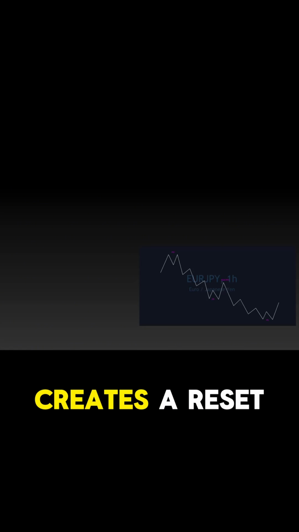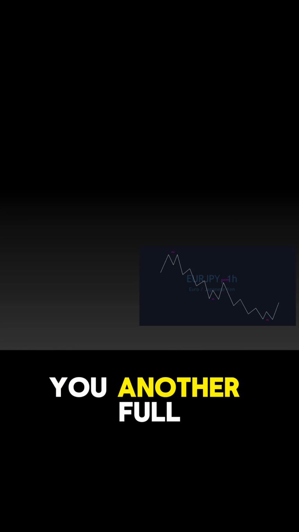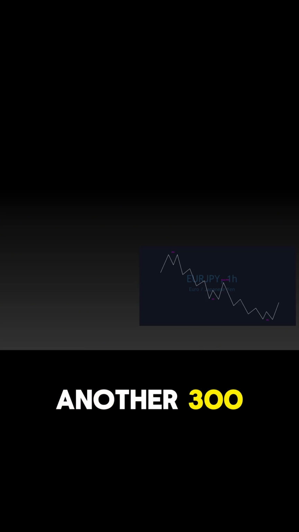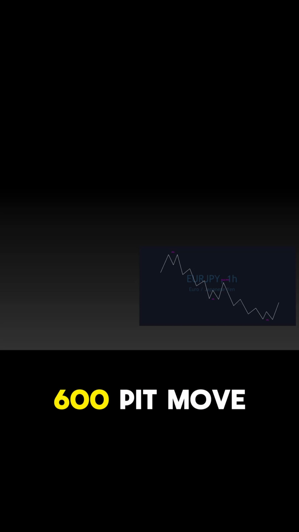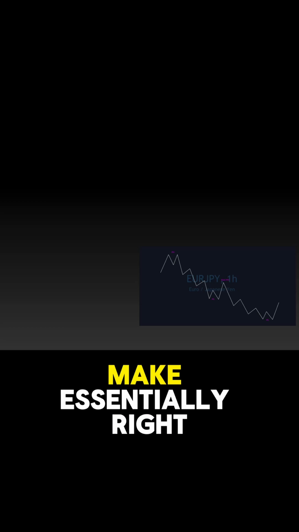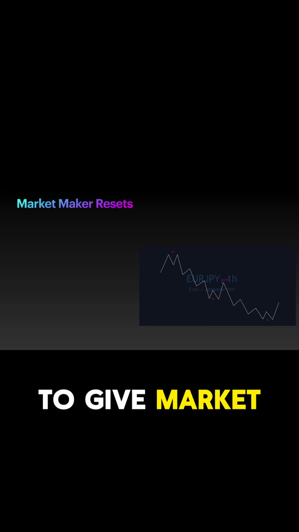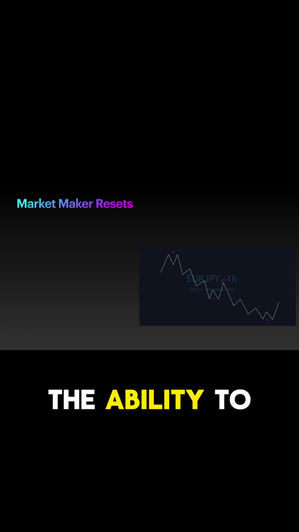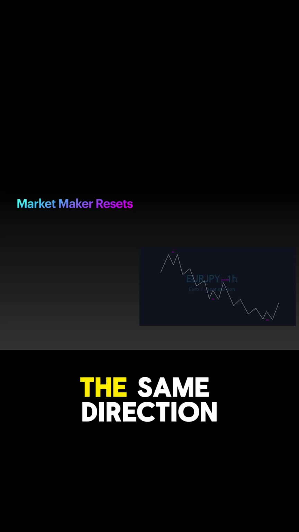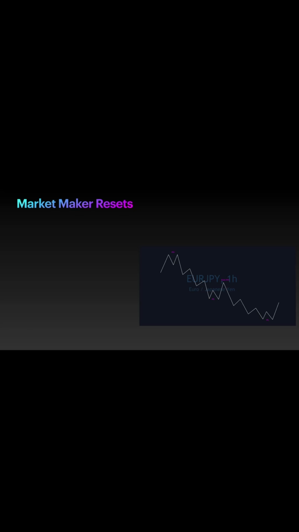It goes up, creates a reset, and then gives you another full cycle of another 300 that completes a 600 pip move that they wanted to make essentially, right? And so that's what a reset is. All a reset is, is a way to give market makers the ability to keep going in the same direction because they're not where they want to be yet.